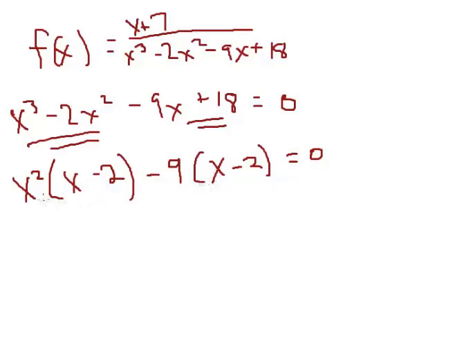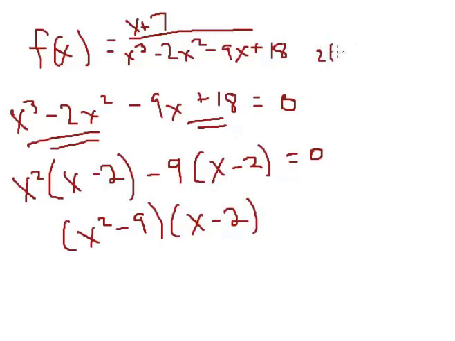Whenever you have the same variable, and it sounds strange, but the x squared and the negative 9 have the same variable. They both have the x minus 2. So you can turn this into an x squared minus 9 times x minus 2. It would be just like if I said, 2 times x minus 2 plus 4 times x minus 2 is the same thing as 6 times x minus 2, because it's the same variable. So this is x squared minus 9 times x minus 2.